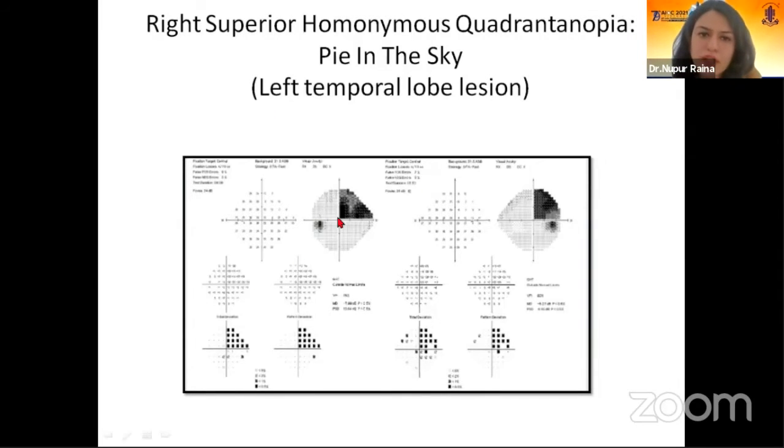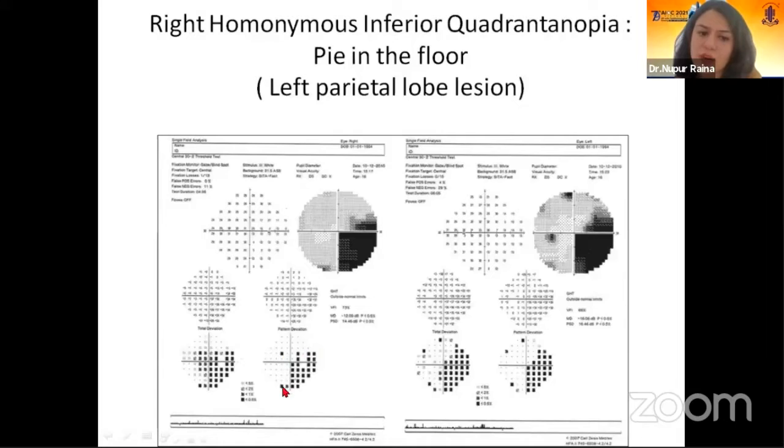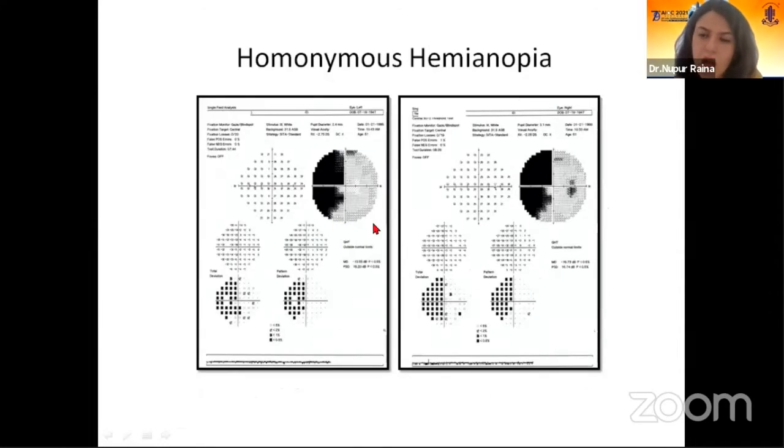So temporal lobe lesion typically gives rise to a pie in the sky appearance, and a parietal lobe lesion gives rise to a pie in the floor appearance. And as I mentioned earlier, a visual cortex lesion will give rise to a homonymous hemianopia.